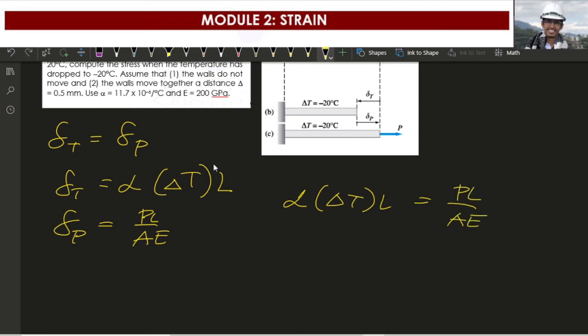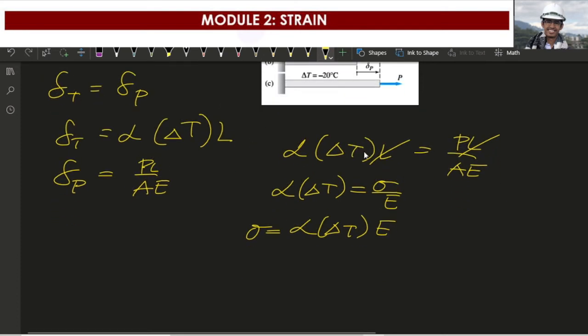Right? So yung L natin is constant. So magka-cancel tong L natin. Tama? So kapag yung P over A natin, that is also equal to stress. Tama? So that will give us alpha times change in temperature is equal to the stress over E. Okay? So for the stress, para makuha natin yung stress, so that will be stress is equal to alpha times change in temperature times yung modulus of elasticity, that is E. Okay? So substitute na natin yung given natin.